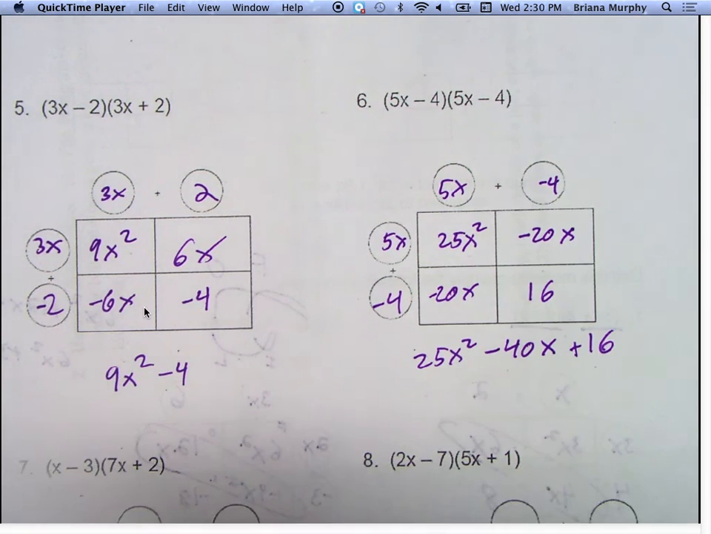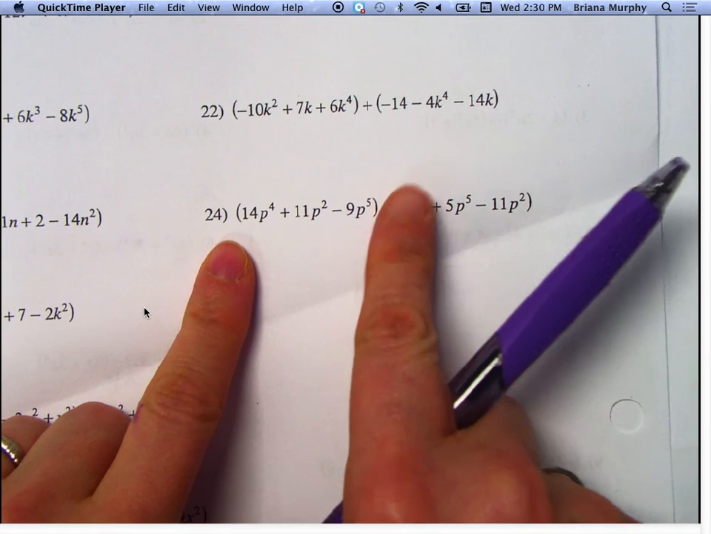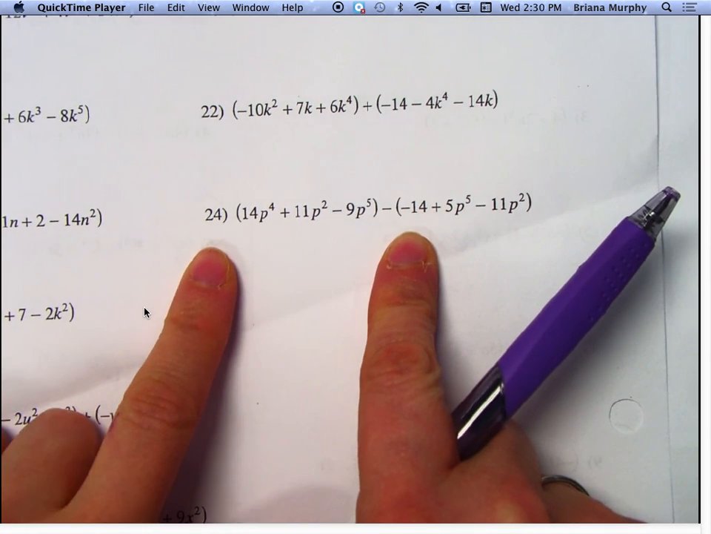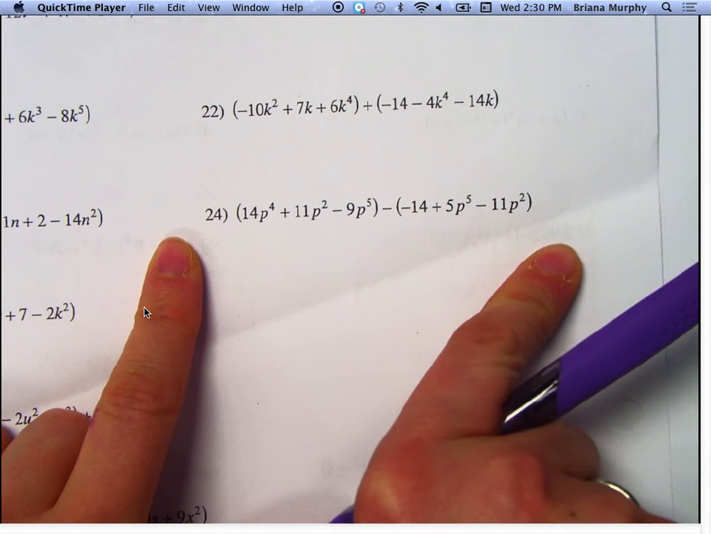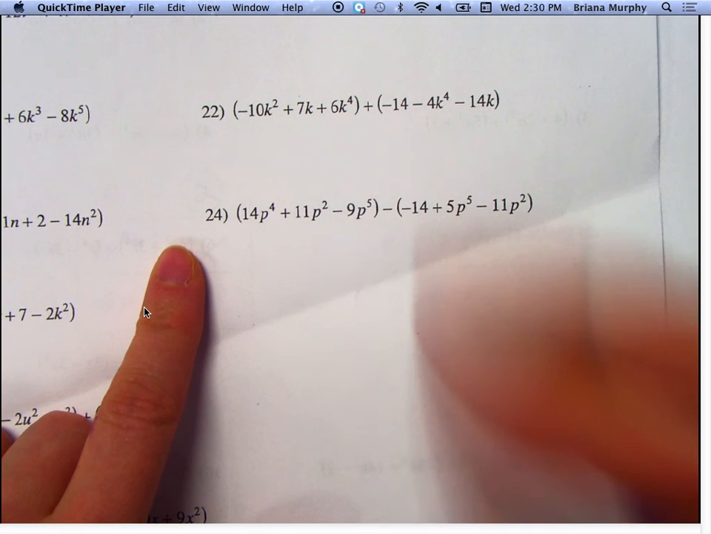Okay. Write it out. We're going to do number 24. You guys ready? Just because I have room. Okay, 24, it says minus. So, do you guys usually add sideways like this? I usually add straight up and down. So I'm going to rewrite it.